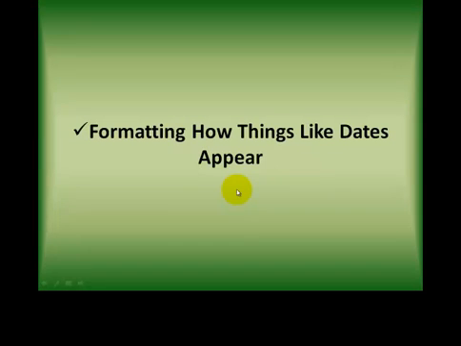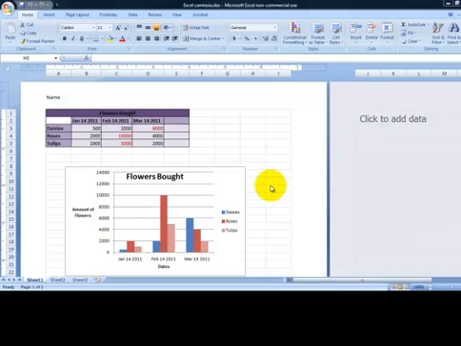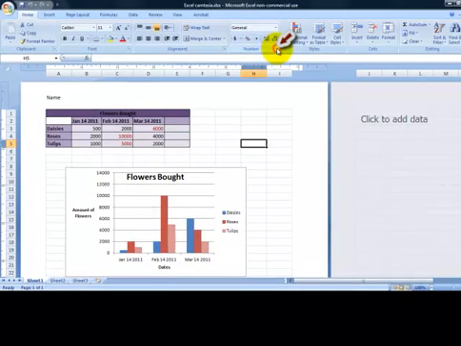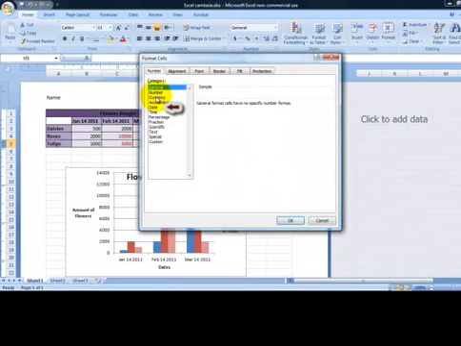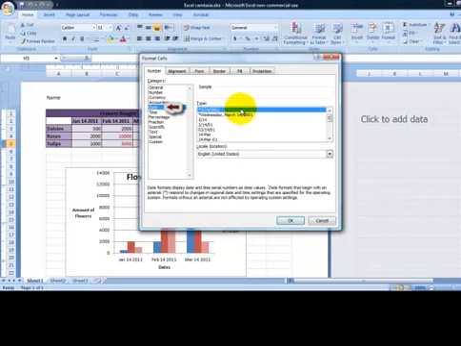Formatting how things like dates appear. At one point, you may have the need to reformat how your dates appear in your cells. Under the Home tab, in the Numbers section, click on this little arrow in the corner, scroll down to Date, and here you can see all the choices you have for how your dates can appear.